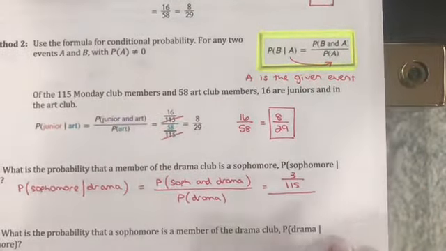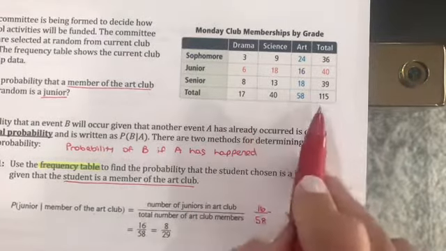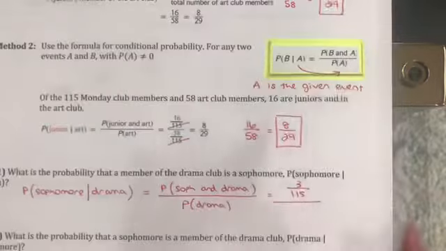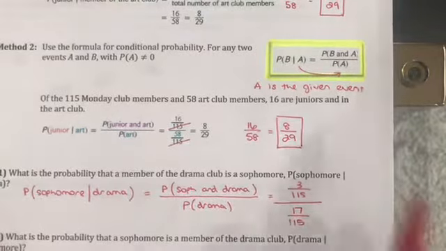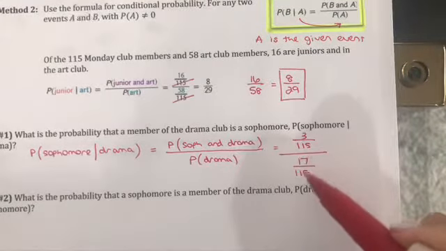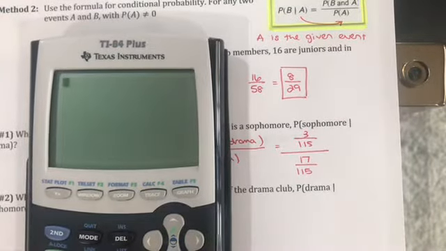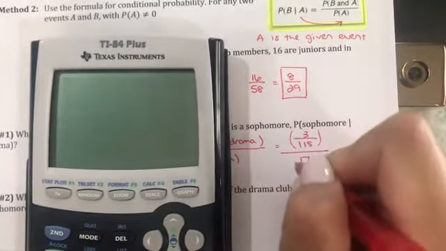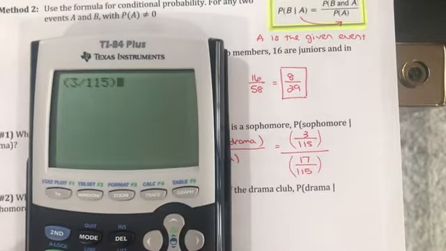Divided by just the number of drama students. Total number of drama students is going to be 17 out of 115. Now again, I showed you guys that when the denominators are the same, they cancel, but I can show you in the calculator too. If you wanted to type this in, you would need parentheses around the fractions. So I've got 3 over 115 divided by 17 over 115.